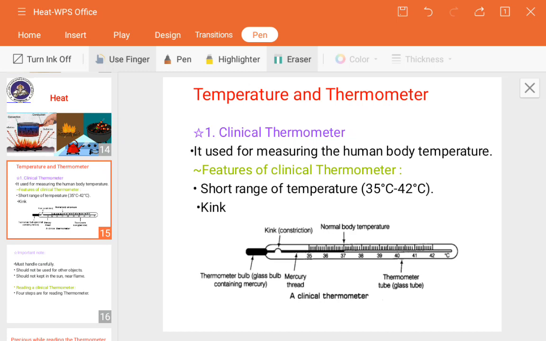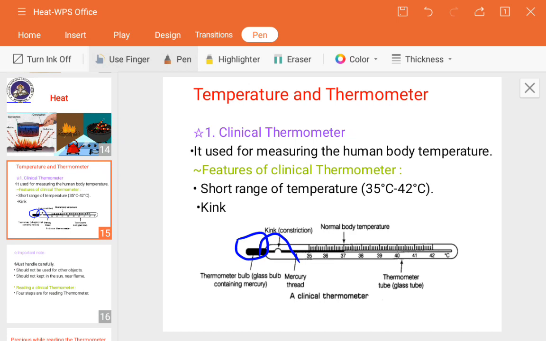So what are the features here? Just above the bulb containing mercury, as I showed, the blackish portion, this one, okay. Next, the clinical thermometer has a nick. This is curve shaped, that is the nick. Next, it is in its glass tube to prevent a backflow of mercury.